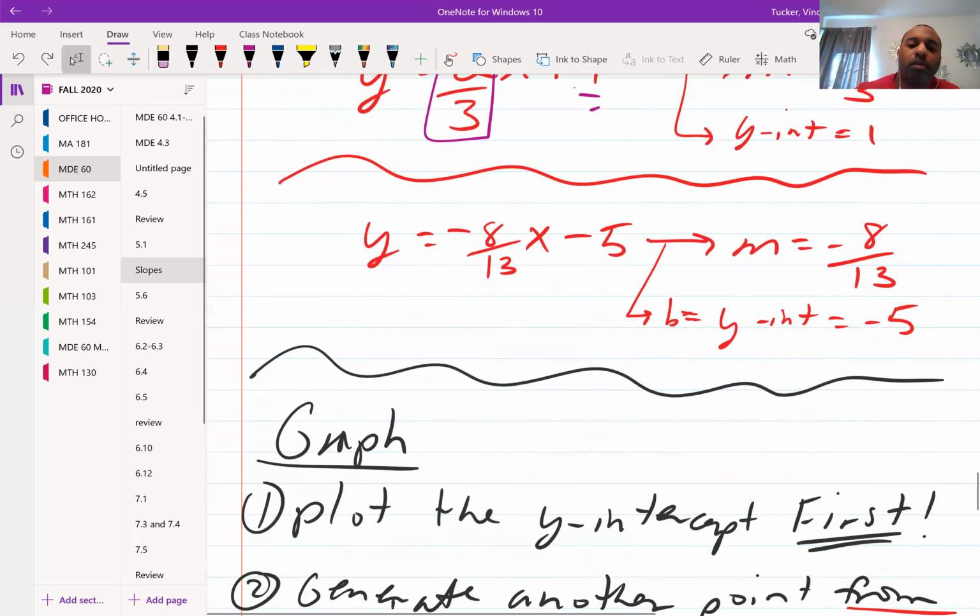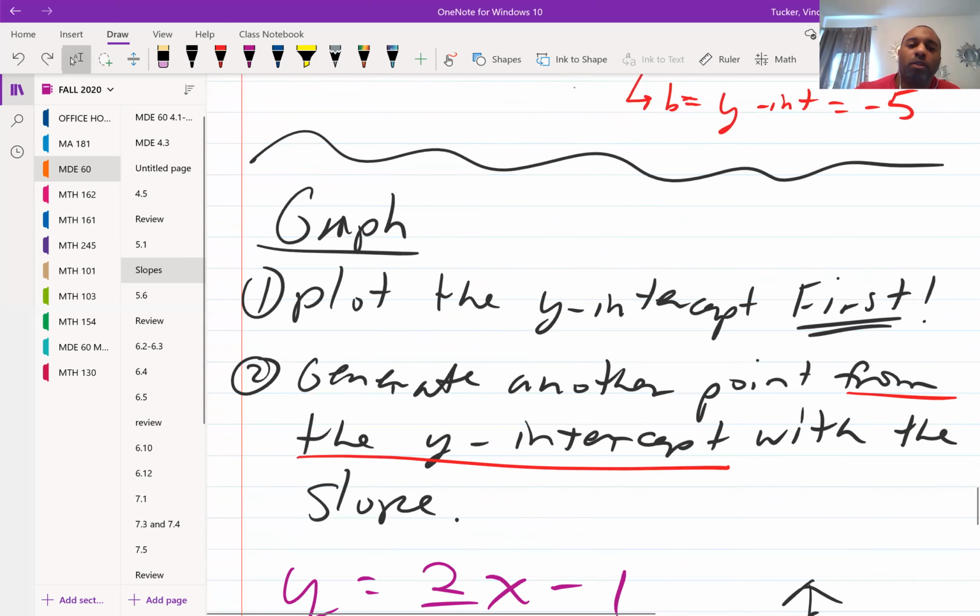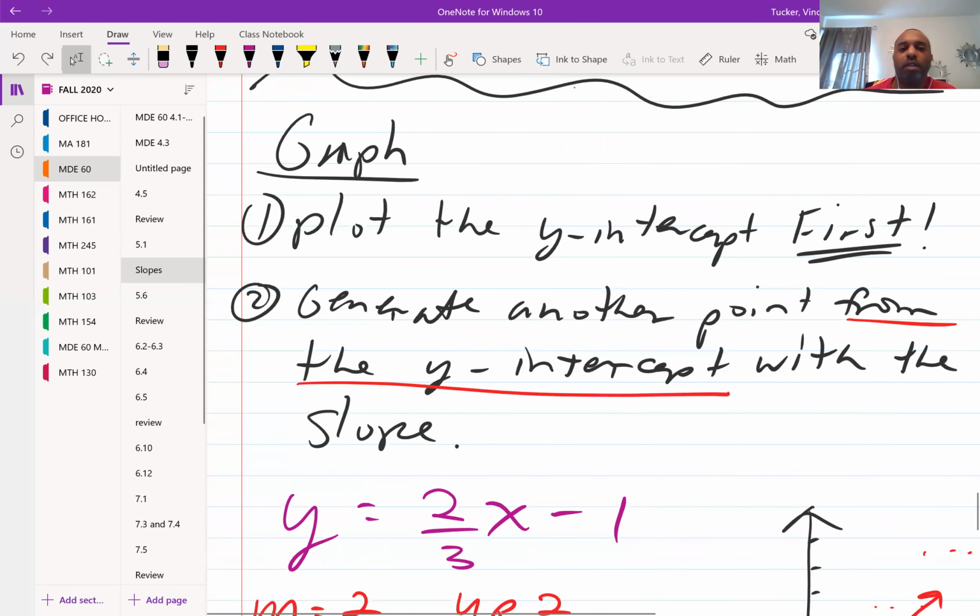All right. So let's look at the directions to graphing. So we're going to plot the y-intercept first. Notice I said it with underline, because it is important. We're going to plot the y-intercept first, and then we're going to generate another point from the y-intercept with the slope.